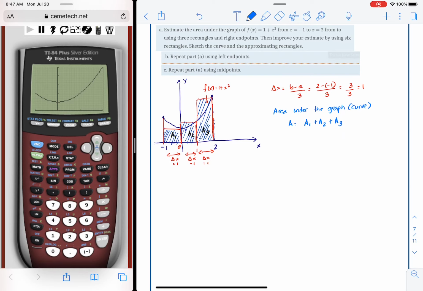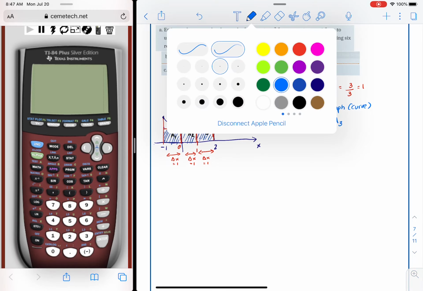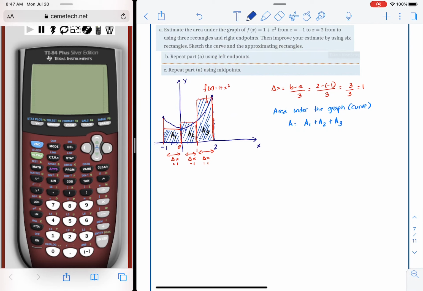So how do we find the area? We've got to identify the heights of each of those rectangles. So to do that, we need to know those points over there, and over there. That'll give us the height. How do we find those points? We simply plug in the x values, find the corresponding y, and we'd know the height.